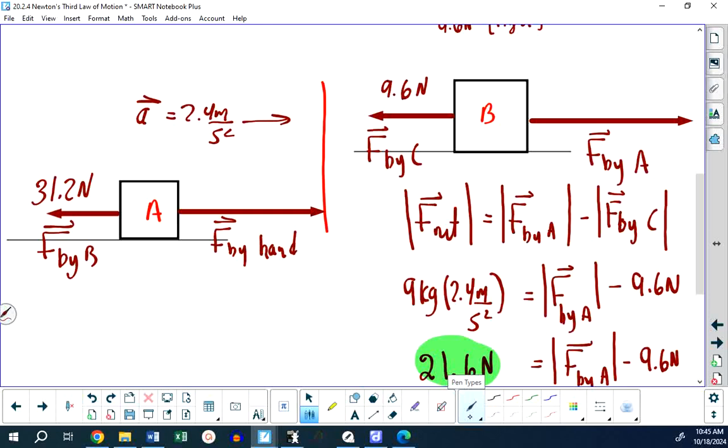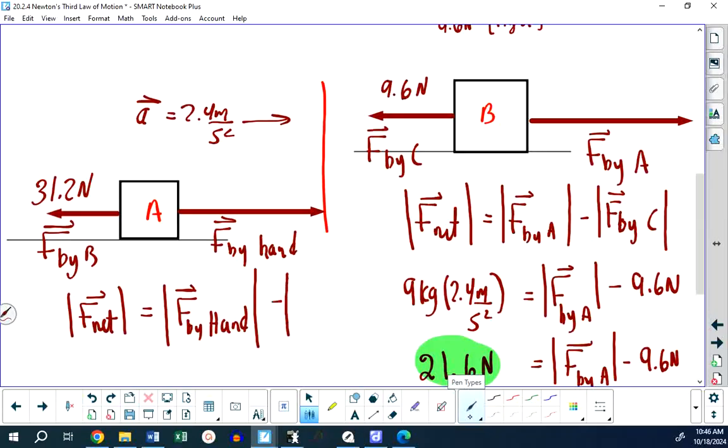So how are we going to solve this? Well, we're going to say MA of the box. Well, I better not do that. We're going to say the net force on the box will have a magnitude equal to the force on box A by the hand, minus the magnitude of the force on box A by B. And how many of you are getting the idea here that whatever MA is for box A, the force by the hand is going to be greater than that, because we have to overcome that opposing force.